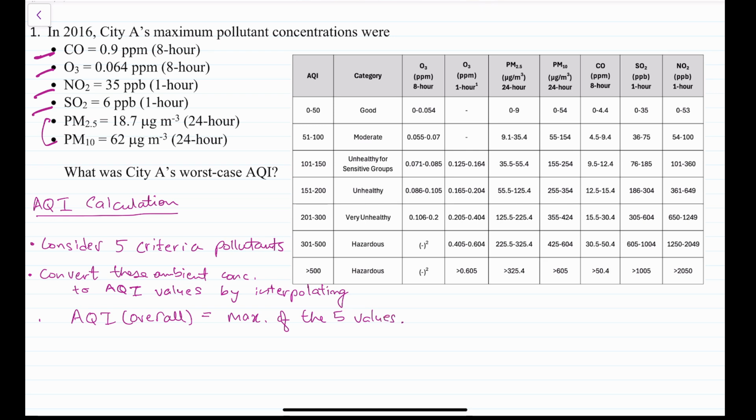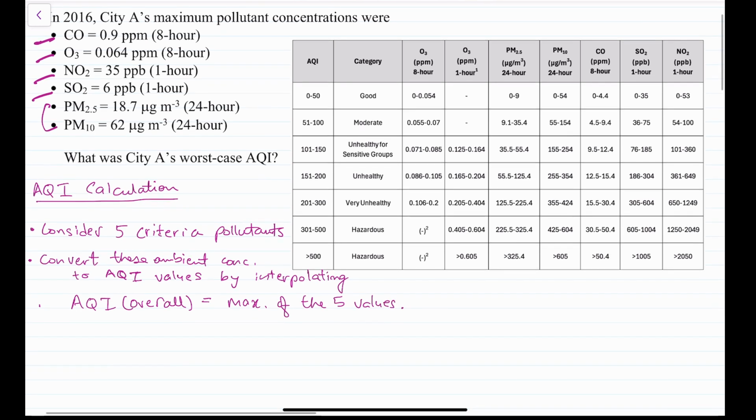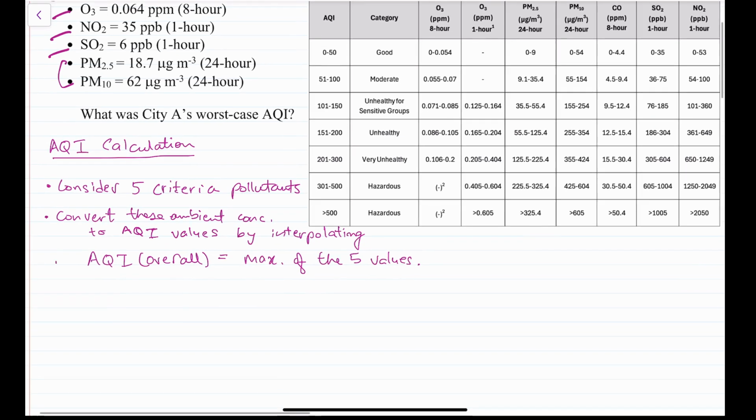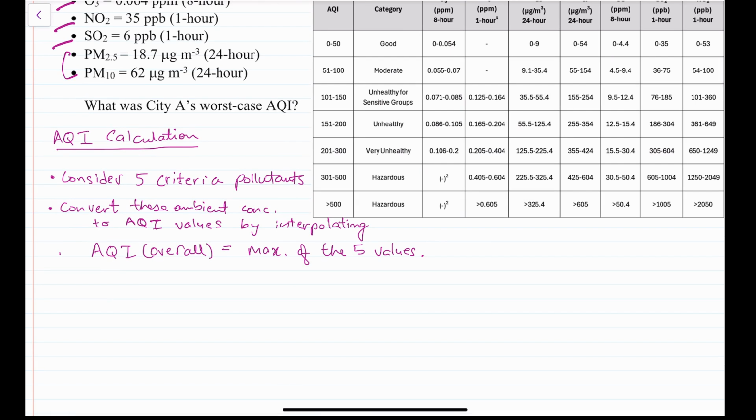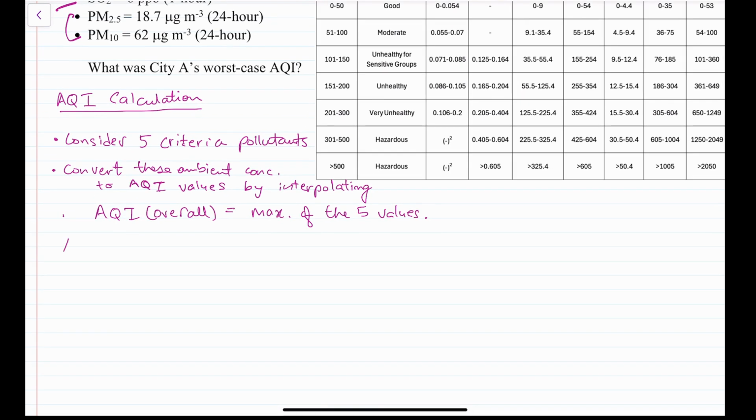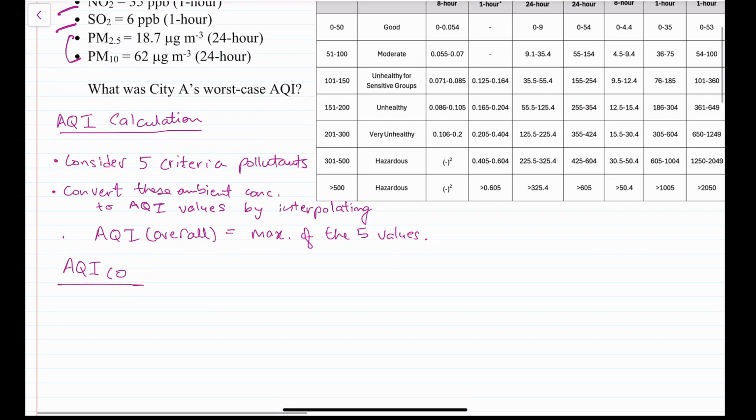Okay, so let's do one by one. So for carbon monoxide, let's see. So AQI for carbon monoxide. Okay, the concentration given here is 0.9 ppm.